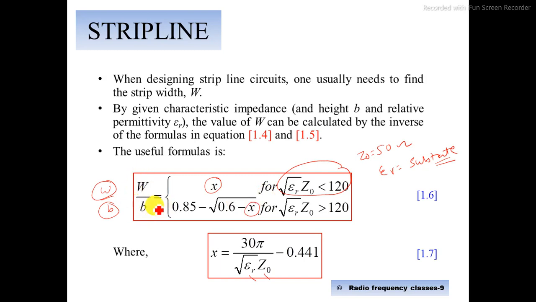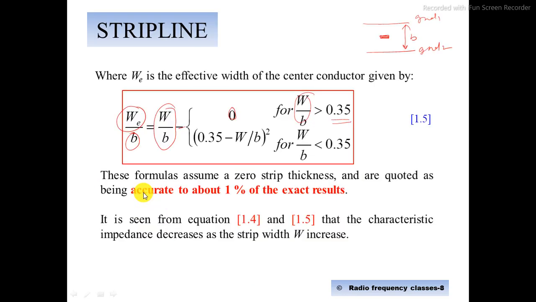Once we have calculated W by B, going back, you can see you got the W by B value, so you can calculate the effective width by defining this condition. Depending upon whether it is greater than or less than, we can select the formula and calculate the effective width.